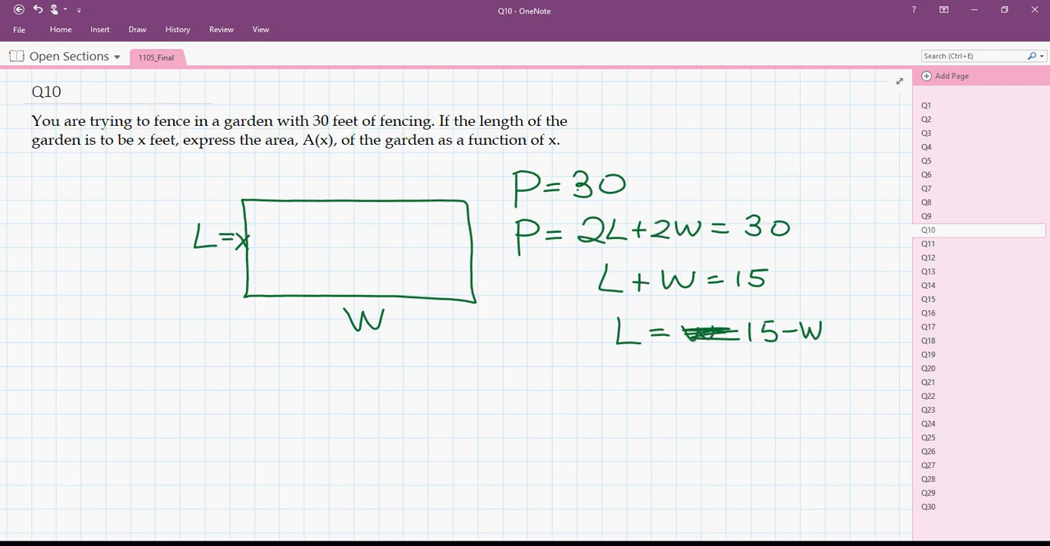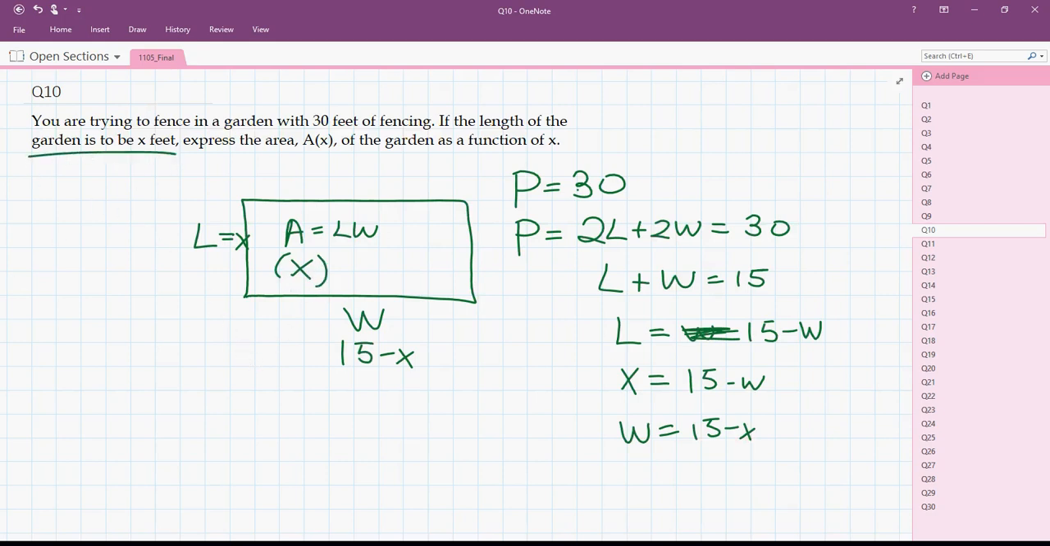Let's see. So if we do our substitutions here, we know that x is equal to 15 minus w. So actually, I moved this around incorrectly. If we move this around the other way, we know that w is equal to 15 minus x. So our substitution for w is going to be 15 minus x. But we also know that area is equal to length times width. So if we actually do this, we know that the length is x, as given by the question. And due to our relationship between the perimeter and width, we know this has to be 15 minus x.